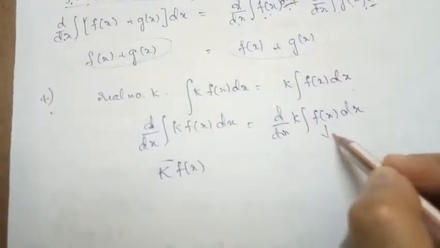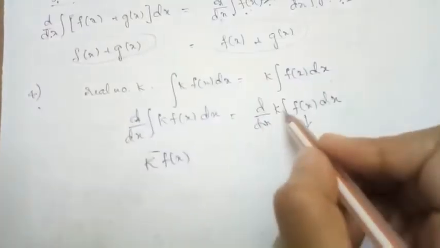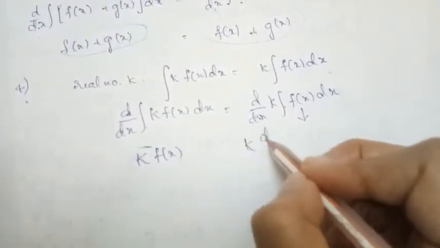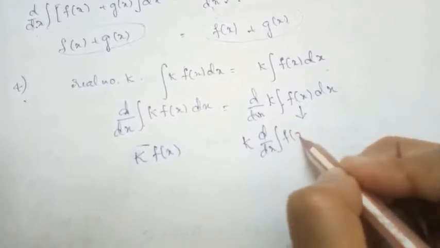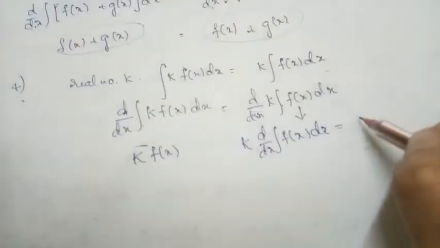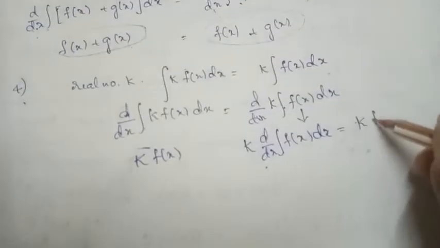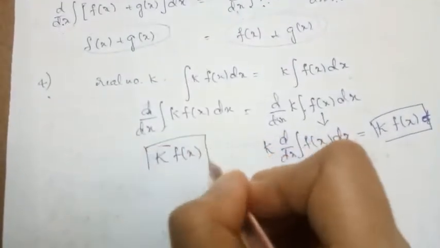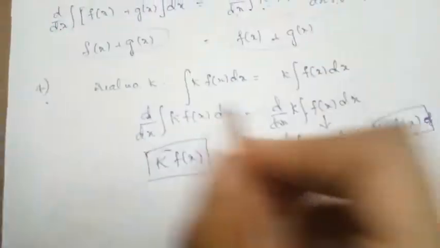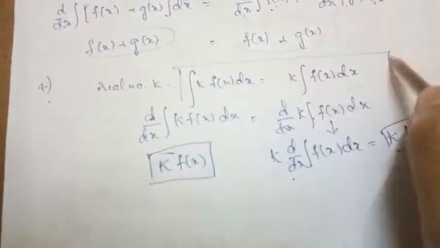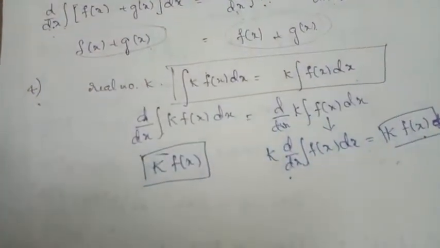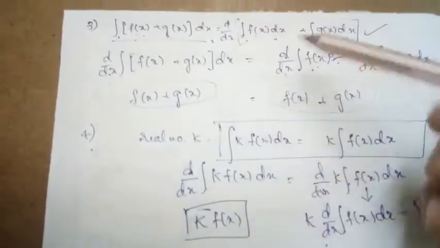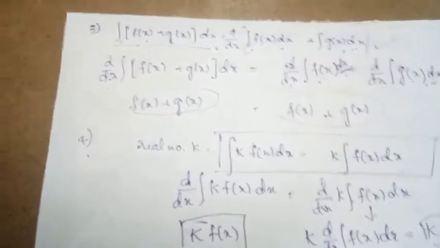Similarly, if I solve the right hand side, it is the differentiation of a constant and then a function. The constant I can keep outside, then differentiation and integration of f of x dx. What does this imply? Differentiation and then integration, so k into f of x. Clearly by differentiating on both the sides, our LHS is equal to RHS. So I can say that the integration of k f of x dx is equal to k times the integration of f of x dx.